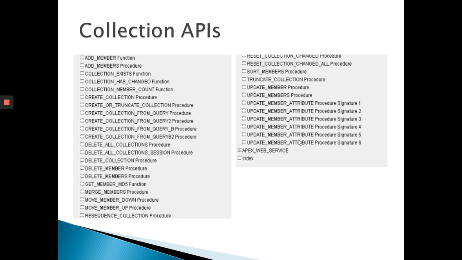Just now we have seen creating a collection using static values. But if you want to create a collection from a query, meaning the data that already exists in a database table, then you can use create_collection_from_query like this. Similarly, delete a collection, delete a member, delete members, update members, sort members. So there are various APIs already present, and you can make use of them.